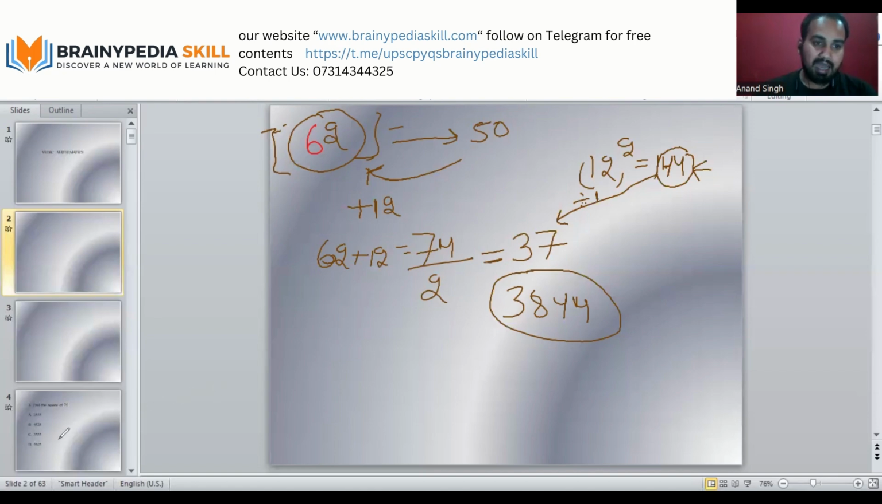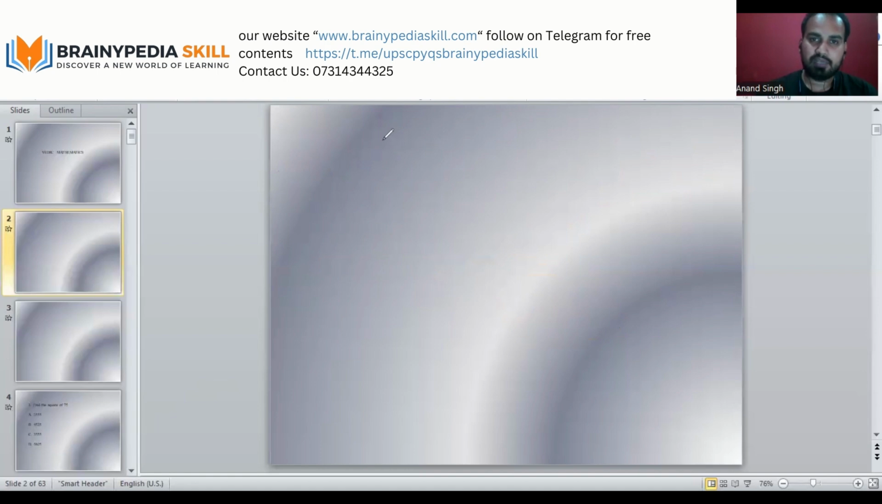Now let us take some higher level of squaring numbers. As you can see in the caption, I have mentioned squaring of numbers from 1 to 1000. So let's take some higher value numbers. For example, if I take 998, square of 998.